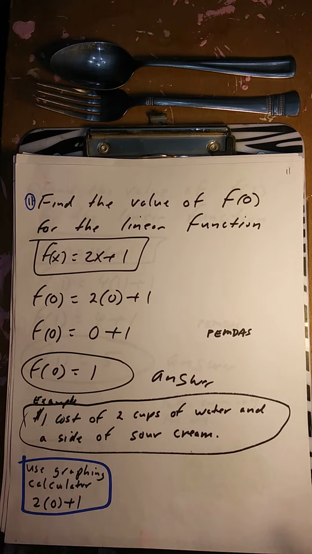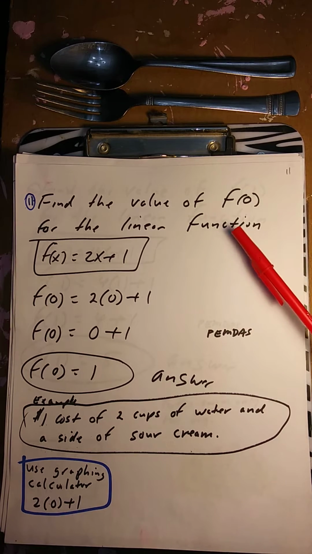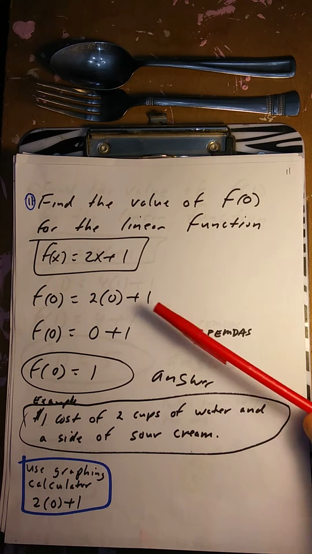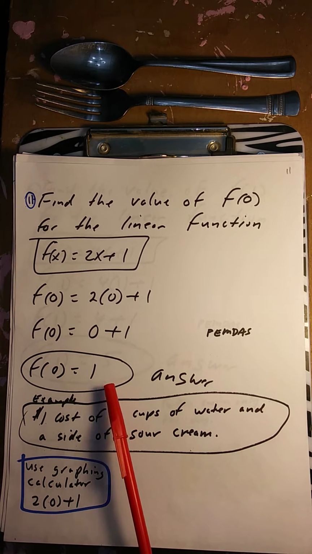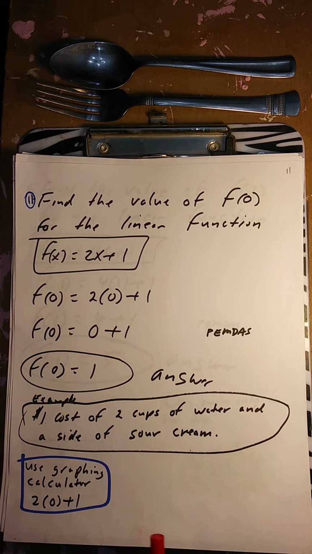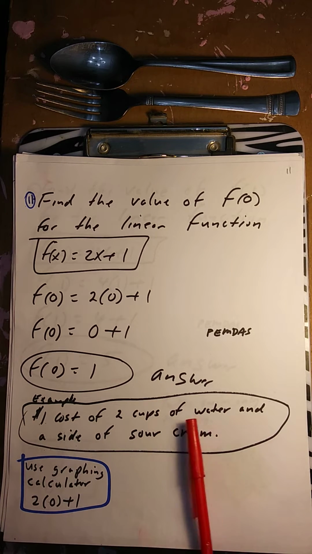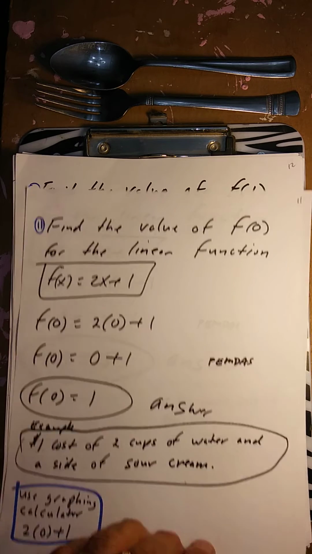Find the value of f of 0 for the linear function f of x equals 2x plus 1. So put a 0 in there, and you get to multiply first. 2 times 0 is 0 plus 1 is going to give you the 1. So f of 0 is 1. That's the answer for this function. $1, the cost of 2 cups of water and a side of sour cream. Sour cream costs. The water is free.